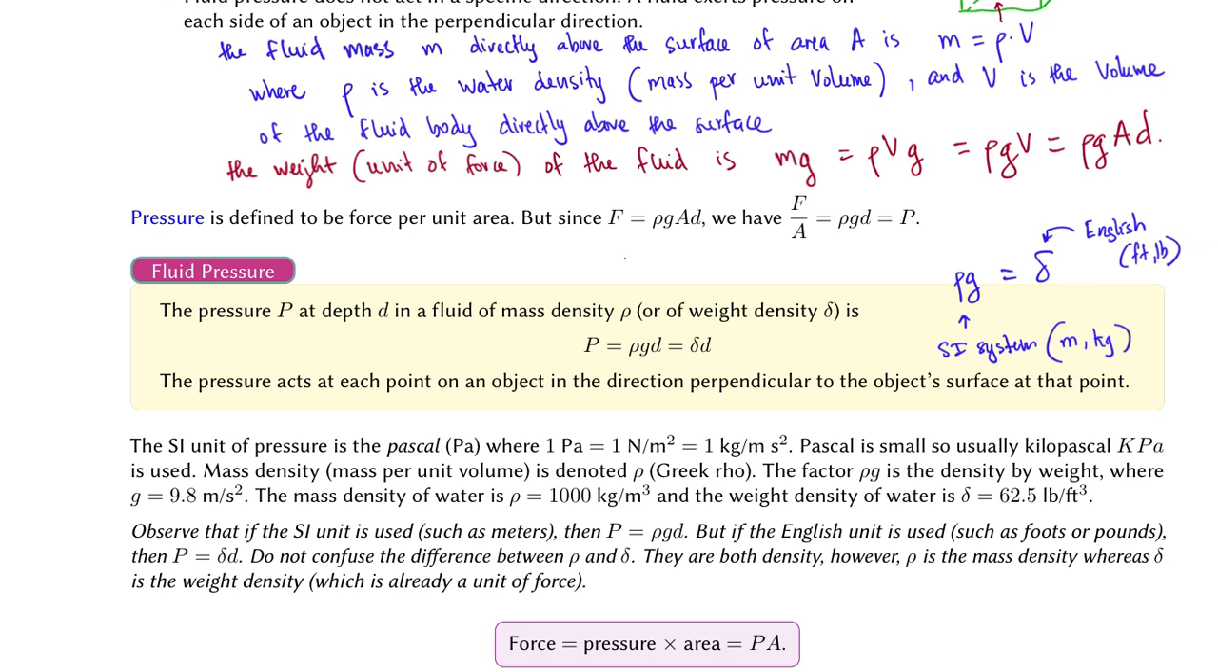Observe that in the SI unit, the pressure is rho g d, but in the English unit, the pressure is delta d. Delta is the weight density and rho is the mass density. The weight density is in pounds, which is already the unit of force. Thus the force is rho g A d in the SI unit or delta A d in the English unit. We know that the SI unit is used when the units are in meters or kilograms, and the British units are used when the units are in foot or pound.